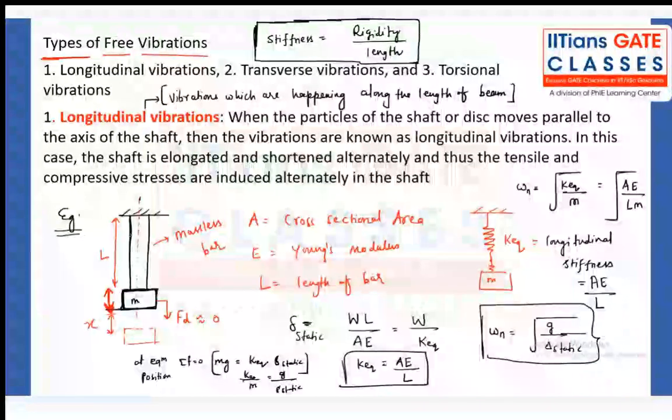When the motion or oscillation of the mass is happening parallel to the axis of the shaft, that type of vibration will be called longitudinal free vibrations. When the particle of the shaft or disk moves parallel to the axis of the shaft, then the vibration is known as longitudinal vibration. In this case, the shaft will be getting elongated or shortened alternatively.